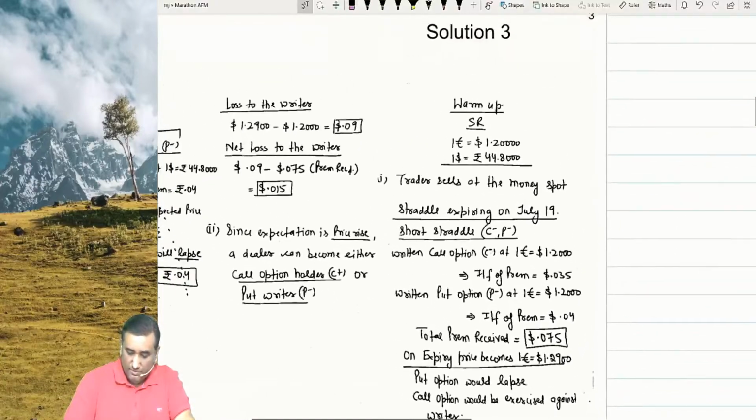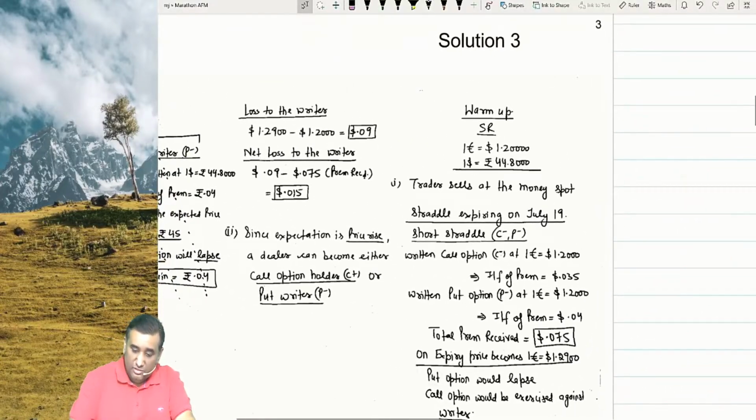I was talking. Page 3 and solution 3, marks are important. Please.